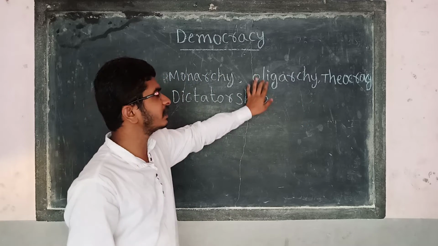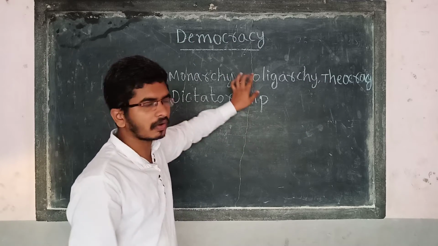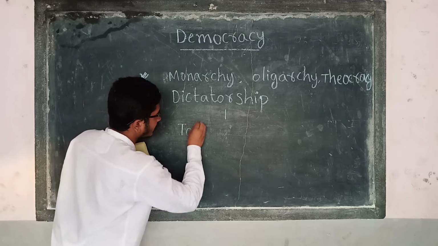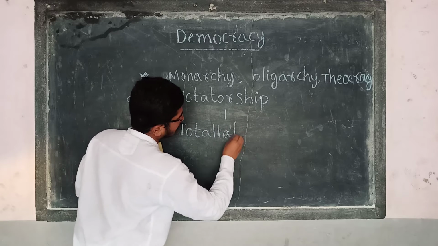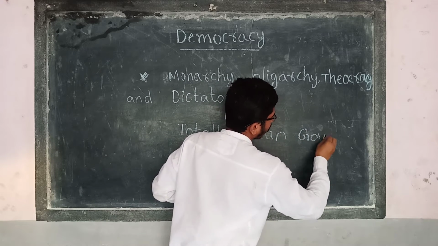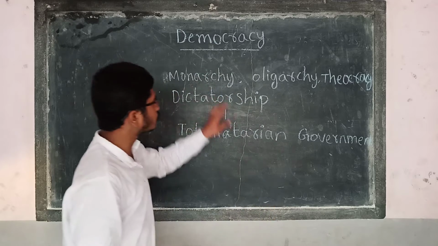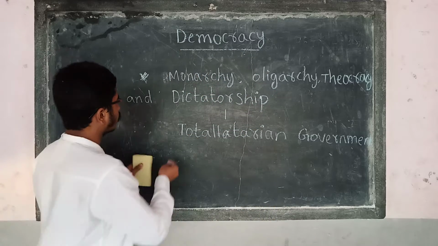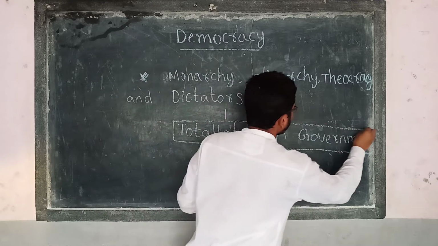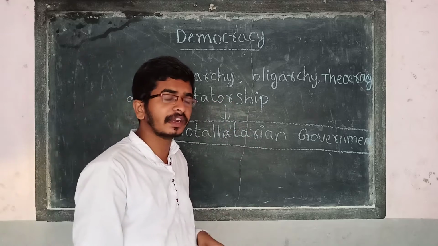These monarchy, oligarchy, theocracy and dictatorship, all these types of government come under totalitarian government. What is it? Totalitarian government. You have to remember the name. These four all come under the totalitarian government. Why do they come under the totalitarian government?